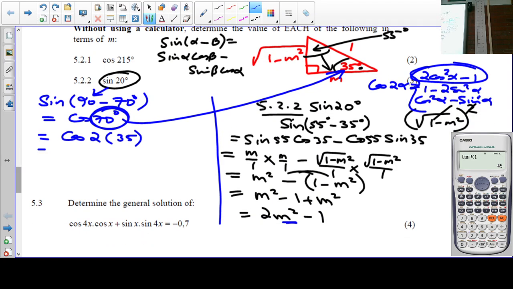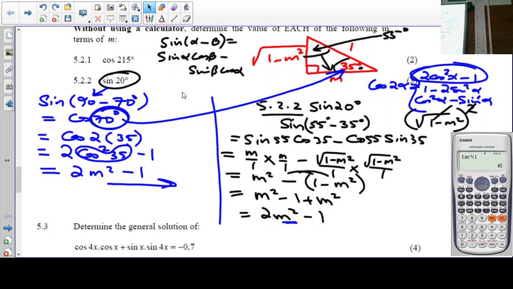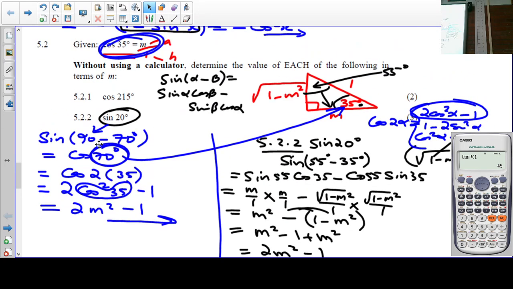You could have used any one of those three, because we have this triangle here, so you can use sine, cos or tan. However, if you apply this here, it's going to become 2 cos squared. What's my alpha angle here? 35, minus 1. What is cos of 35? m. So it's 2m squared minus 1, which gives me the same answer as I had in the previous one. Okay? So I'll carry on in the next video.